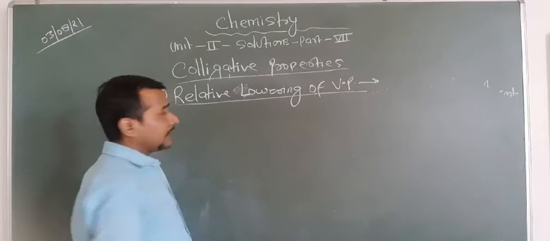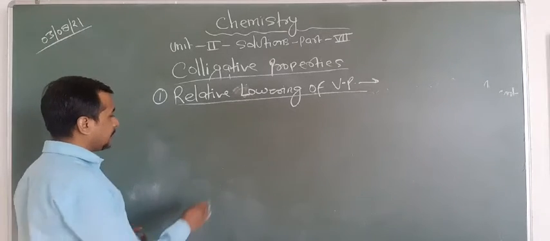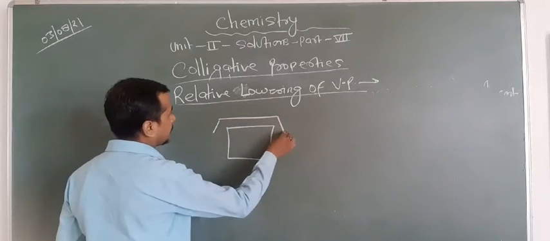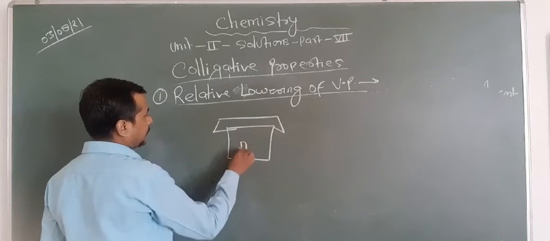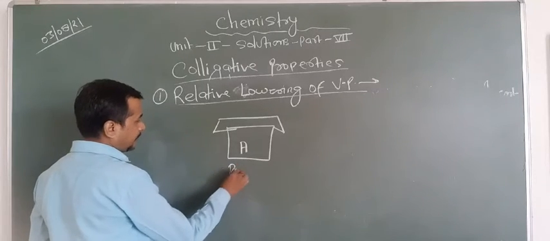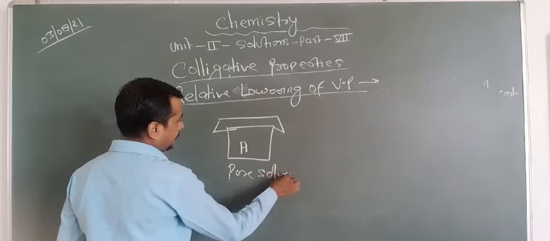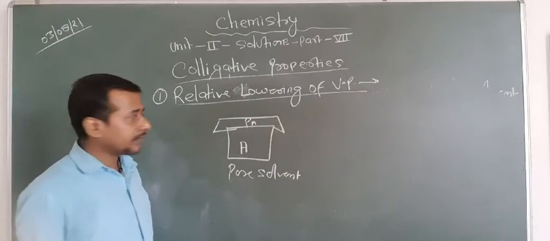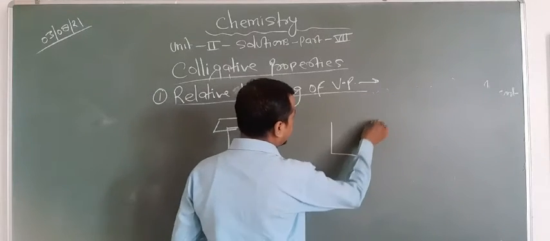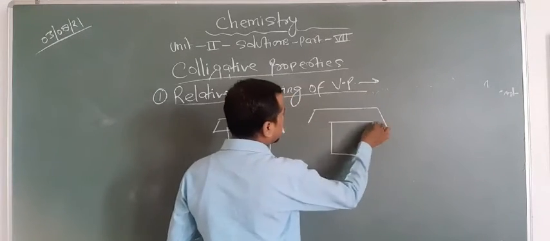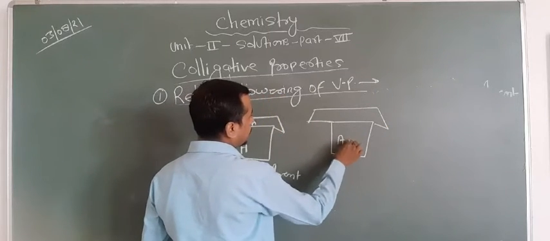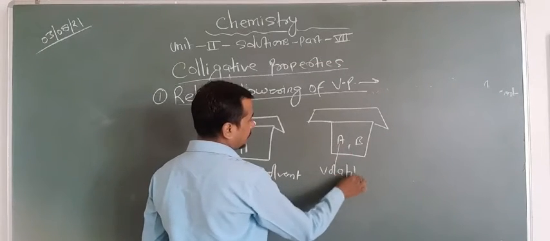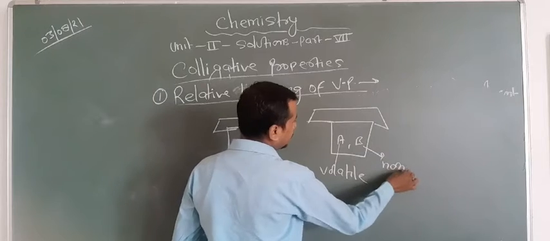Now let us focus on the relative lowering of vapor pressure. Are you getting this point or not? So look here, we have taken one container, and this container contains only A, that is pure solvent. So now what happens here? All the vapors belong to A. Second time, if we add a non-volatile solute, here solutes are non-volatile, just like A and B, two components are there. A is the volatile component and B is the non-volatile component.